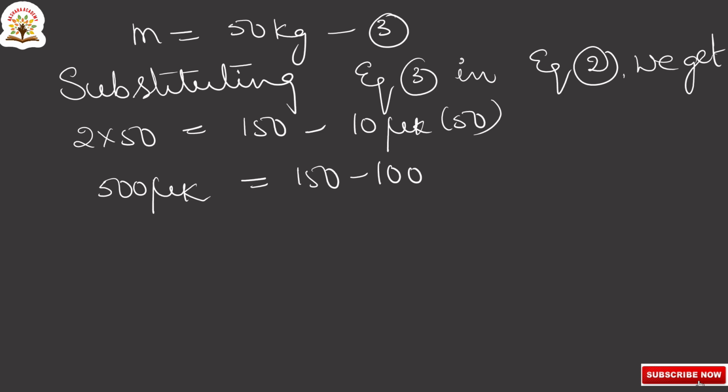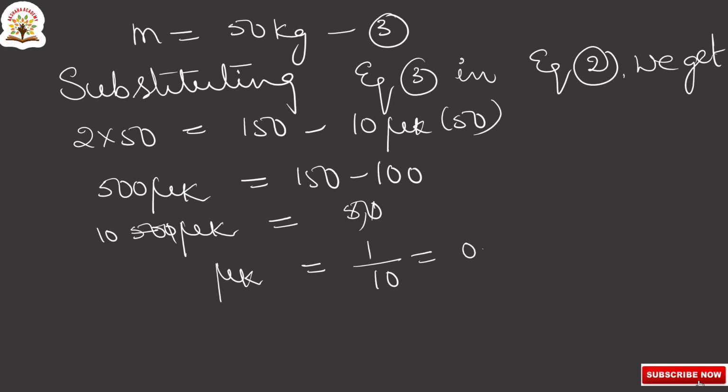Now 500 mu k equals 150 minus 100, 50. Here the zeros cancel, and 5 ones are 5, 5 tens are 50. So mu k equals 1 by 10, or the coefficient of kinetic friction is 0.1.